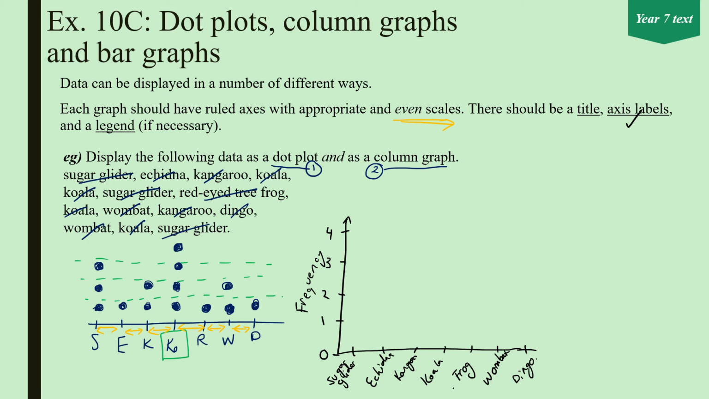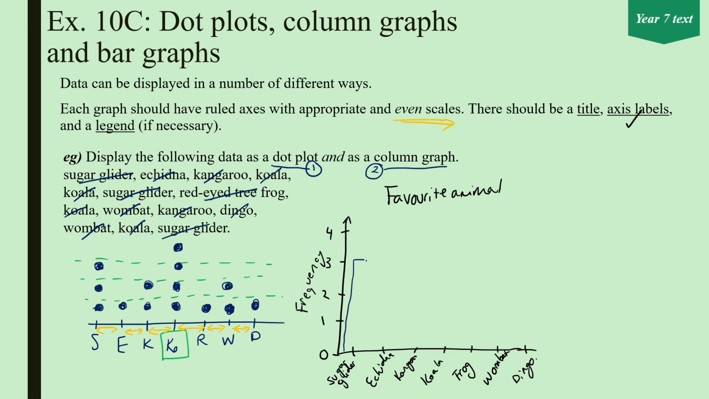Okay. And we might put just animal or favorite animal, or it could just be favorite animal. Maybe that's our title. We can make one up. Okay. And then it's maybe quite obvious that we've got our categories down the bottom. Now we're just drawing the columns. So for the sugar glider, we had 3. So we're going to draw the column. I'm going to center it.